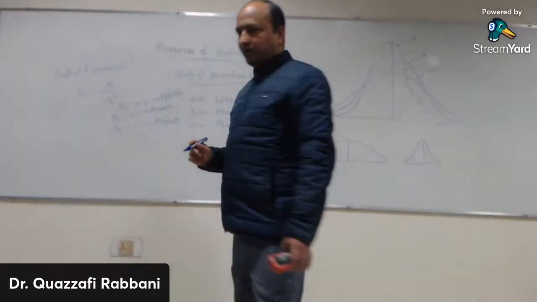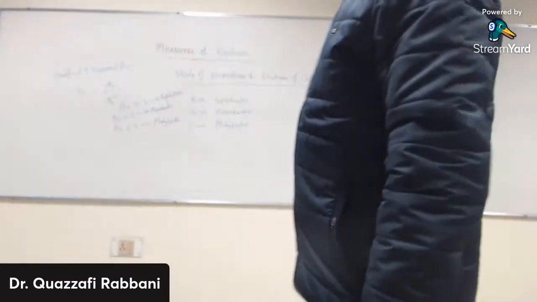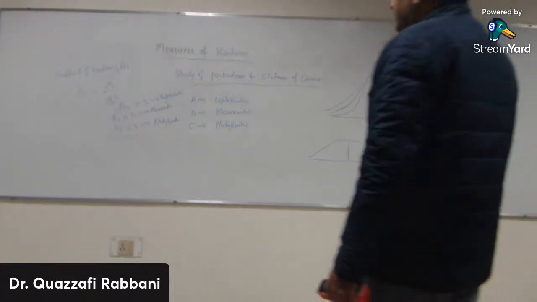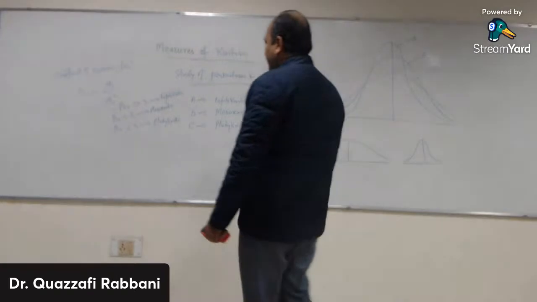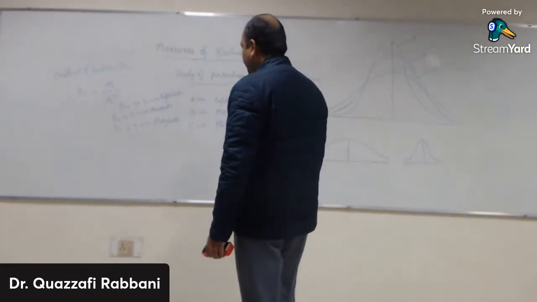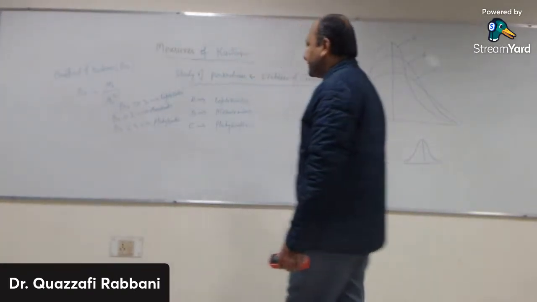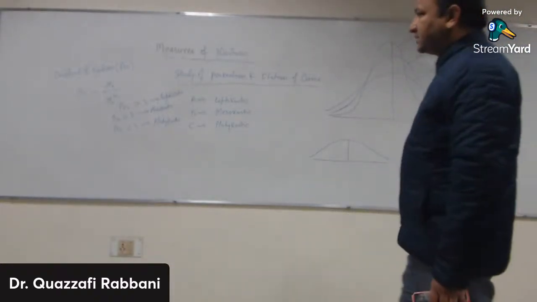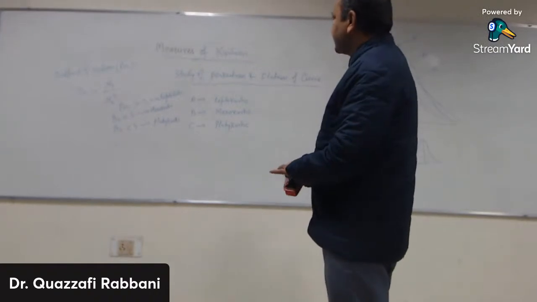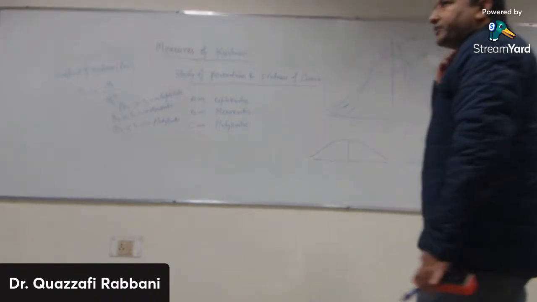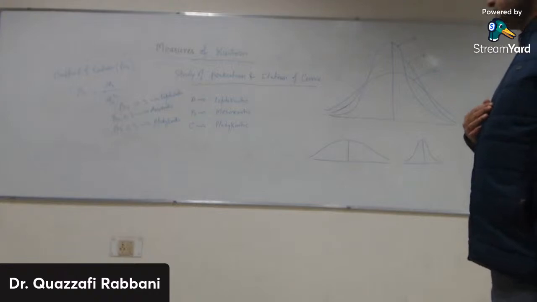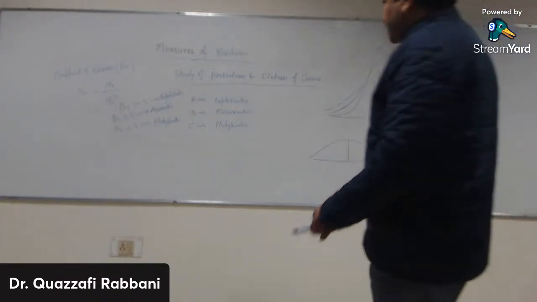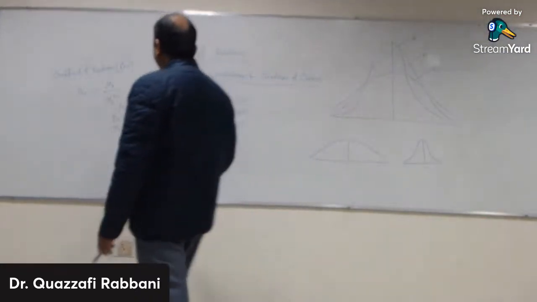So you can have an idea about the distribution, what type it is and how much variation there is. So this is the measures of kurtosis. Now let's come to the next topic.